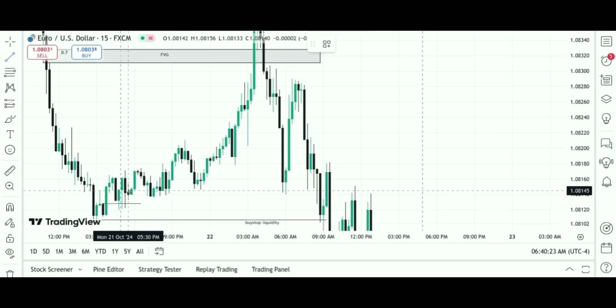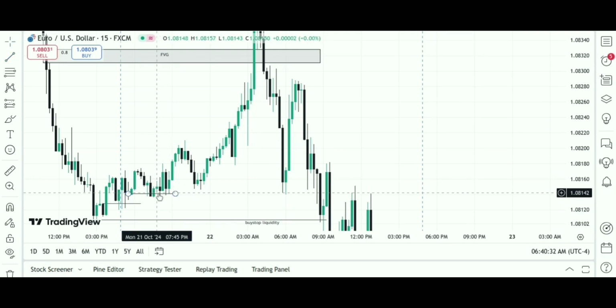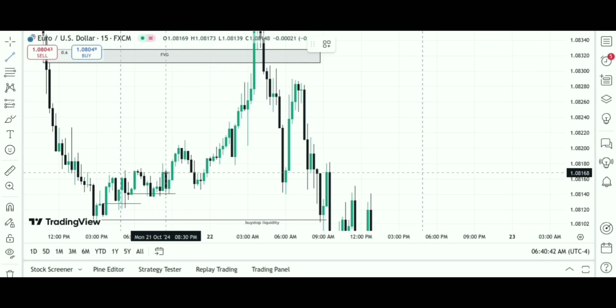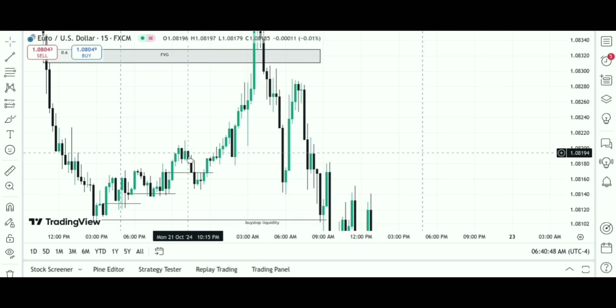This is the last down close candle before this bullish move here. I can see the market retrace back to this level before the movement to the upside. This is the last down close candle before this bullish move here. You can see the market retrace back to this level, the main threshold, then move to the upside. So this is the last down close candle before this bullish move.